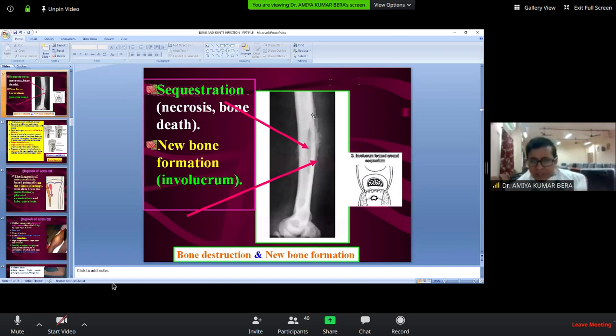The periosteum is elevated because of the subperiosteal pus, and the inner cambium layer throws up some bone. That is called periosteal reaction. And over the sequestrum, the osteoblasts from all around lay down new bone. That is called the involucrum. So sequestrum, periosteal reaction, and involucrum are all radiological features of osteomyelitis, but they appear a bit late.